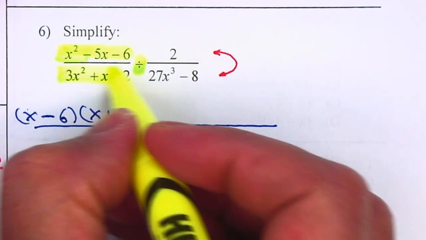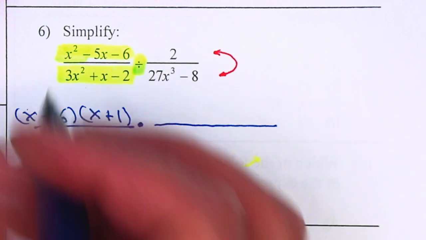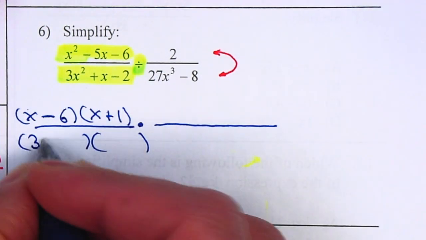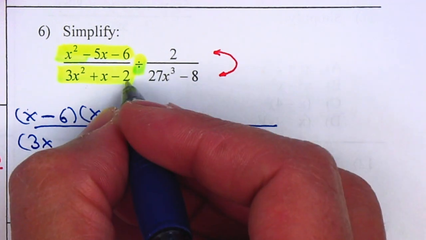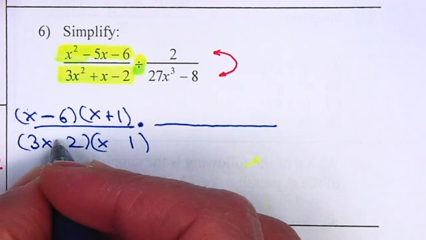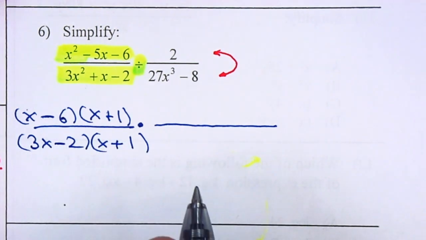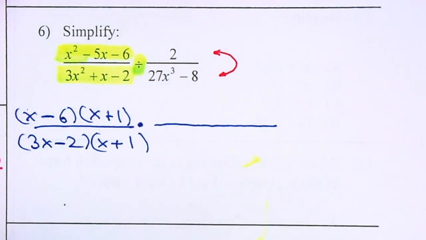I'm going to factor my denominator. Nothing to factor out. Double parenthesis. Factors of 3x squared will give me 3x and x. Factors of 2 will be 2 and 1, positive and negative. I'm going to take the reciprocal.